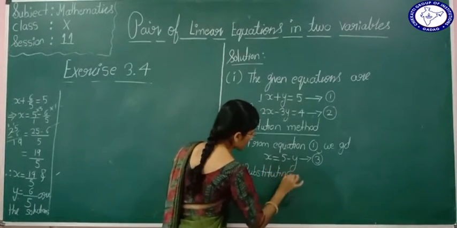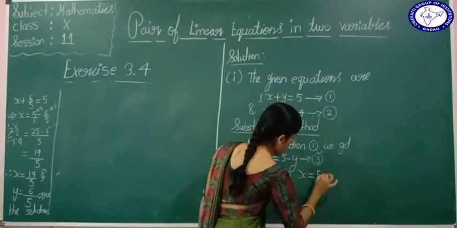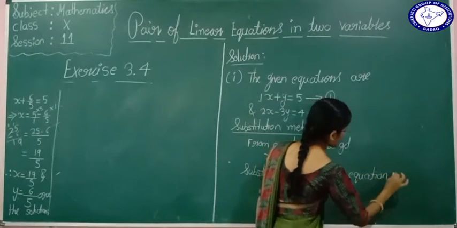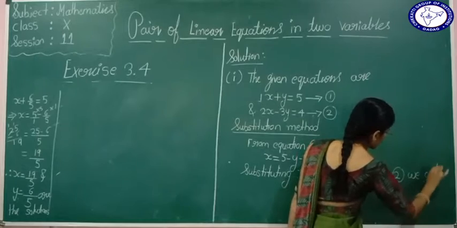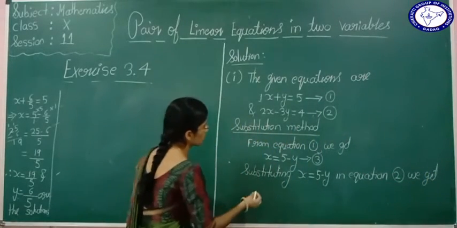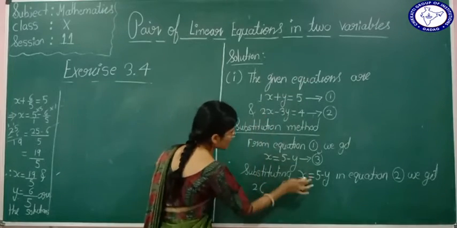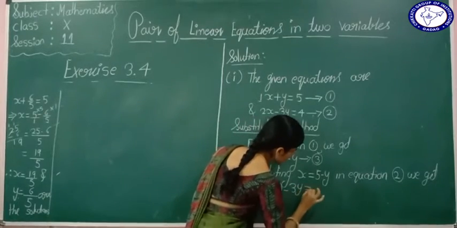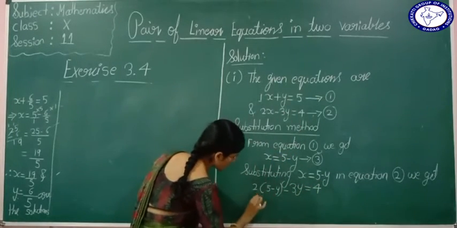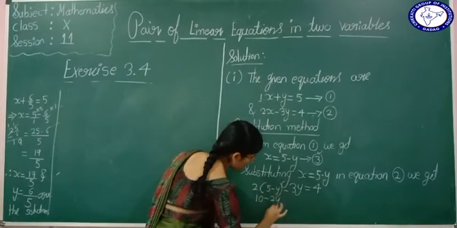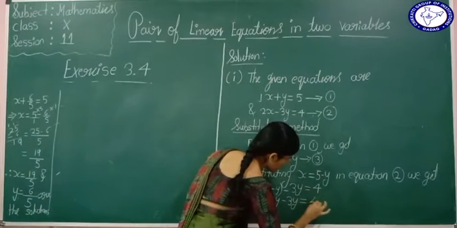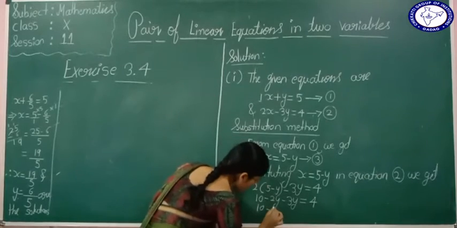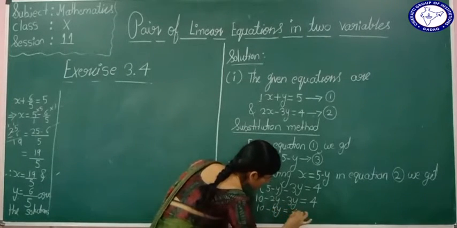Substituting x is equal to 5 minus y in equation 2, we get, put this value in equation 2. What is that? 2 in place of x, we have 5 minus y, minus 3y is equal to 4. 2 5s are how much, students? 10 minus 2y minus 3y is equal to 4. 10, minus minus is plus, 3 plus 2 is 5. It will be minus 5y is equal to 4.